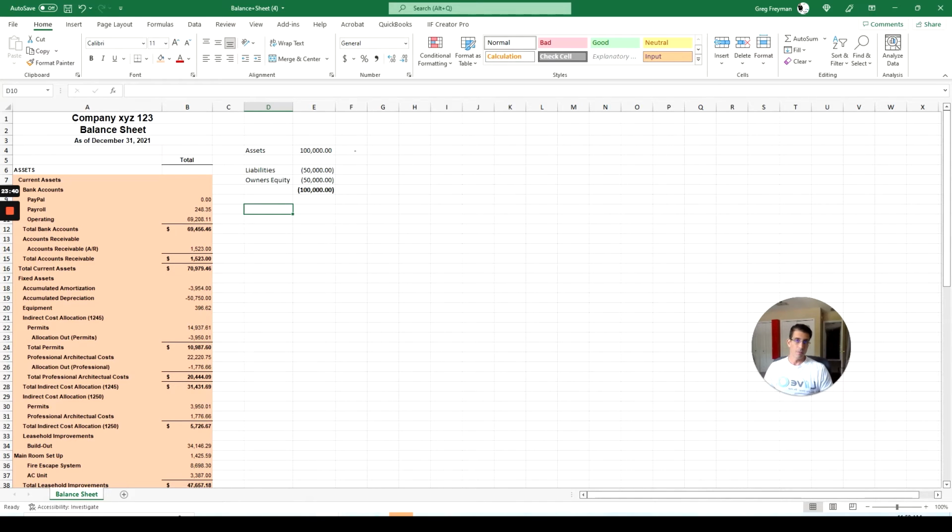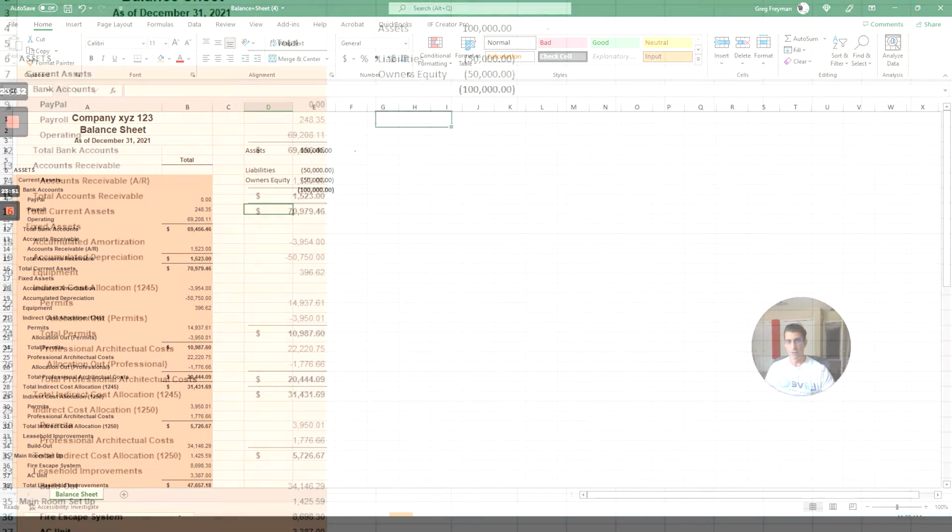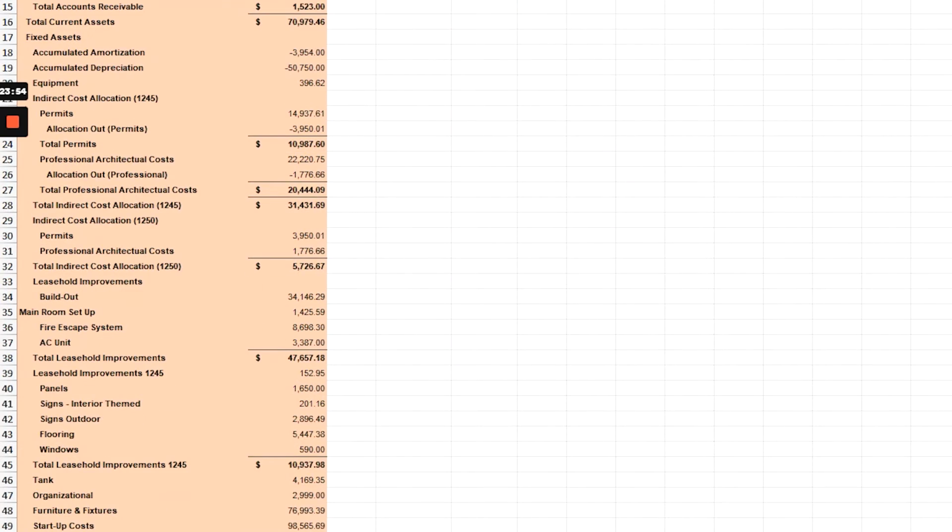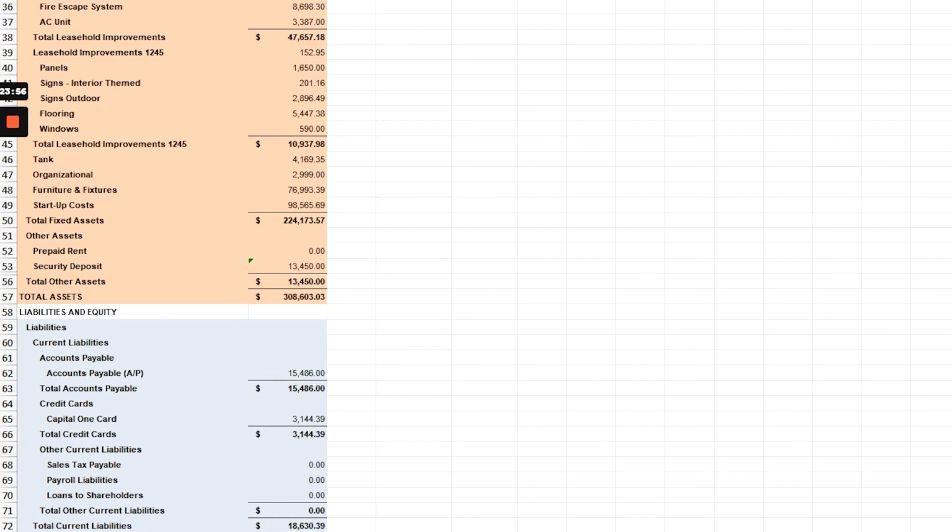Until that balance comes down to zero, or something's happening to it, basically, in a nutshell. All right, so for this example company, we have our current assets section, and it's all highlighted in this color here, or it looks to be some sort of off-orange color.